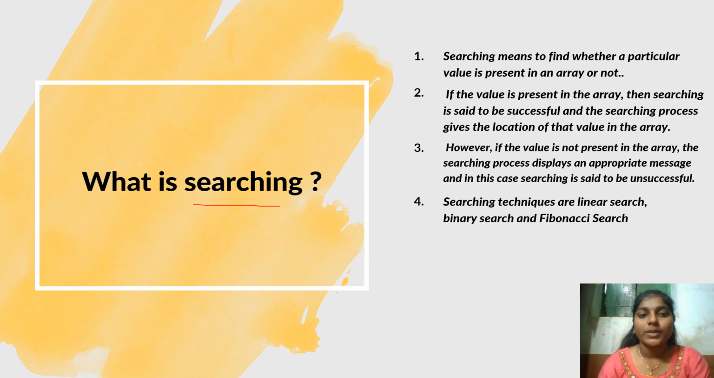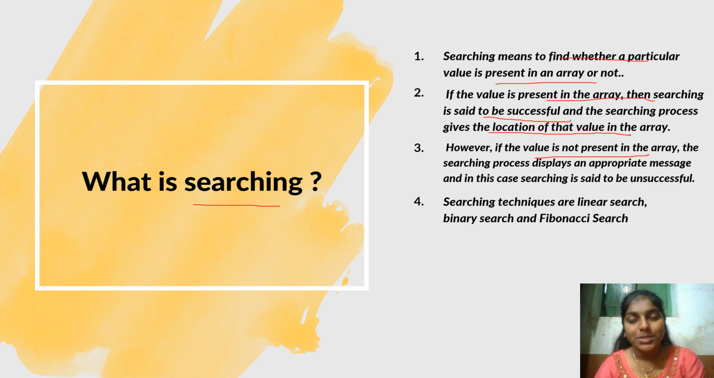So our first topic is what is searching. Searching means to find whether a particular element is present in an array or not. If the value is present in the array, then we say that the search is successful, and we give the location of that value in that array. If the value is not present in the array, then we display an appropriate message, like we do not find that element, and the search is said to be unsuccessful.